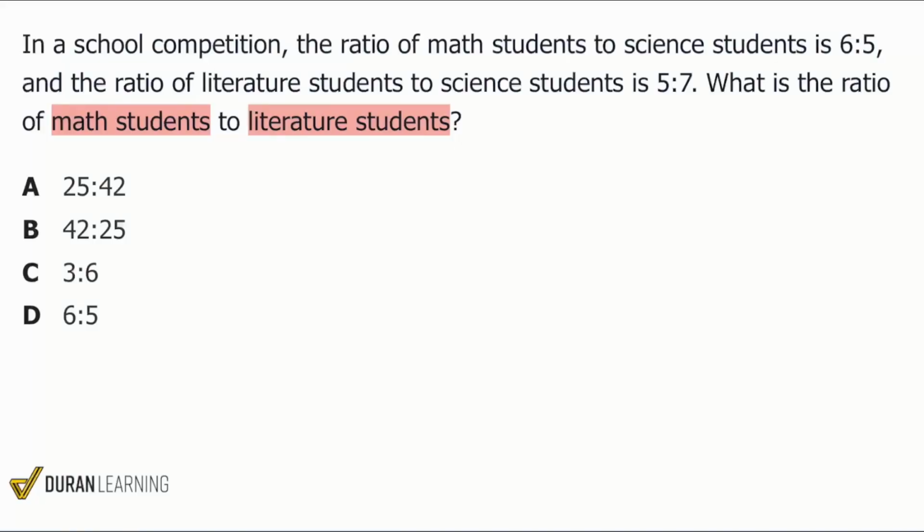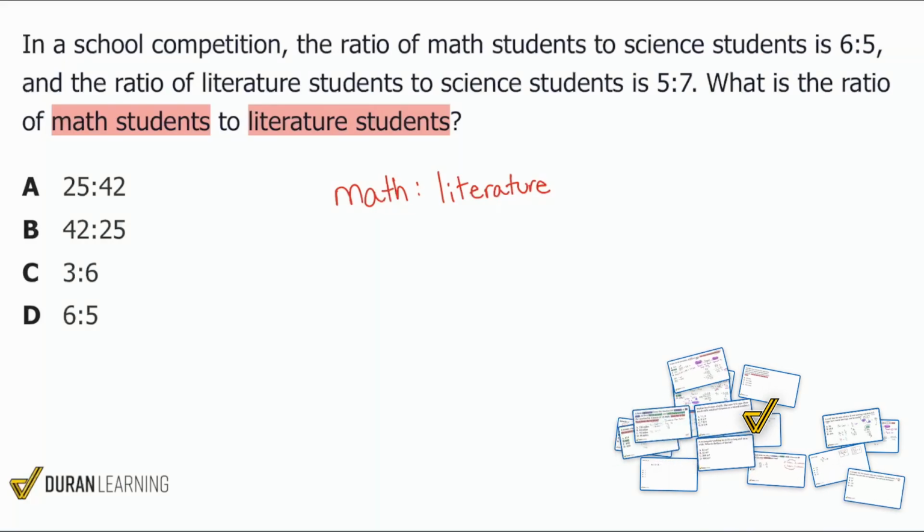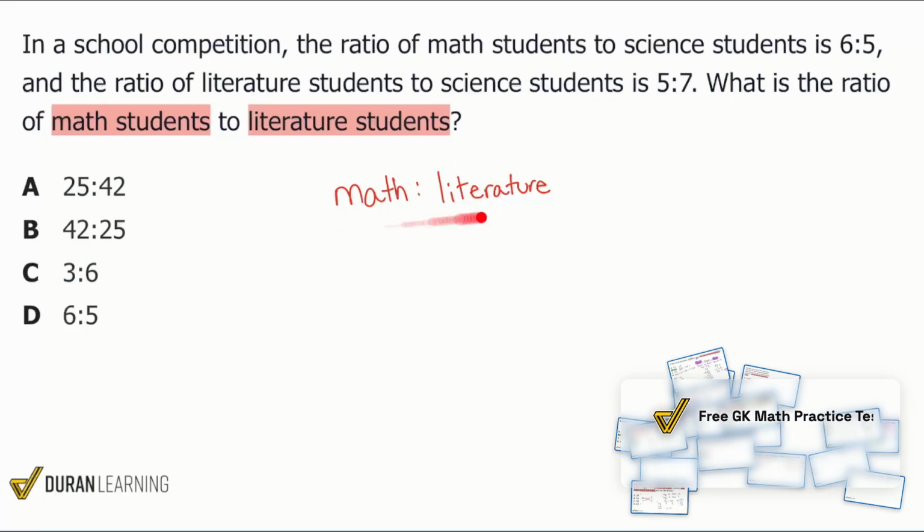So let me show you what the problem is with this chained ratio question if we were to try to do that straight up. First, I'll just make it very clear: I want the comparison between math and literature. Perfect. So watch what we have here. Let's read this together. In a school competition, the ratio of math students to science students is 6 to 5. Let me read that again. The ratio of math to science, not math to literature, math to science, is 6 to 5. Okay, cool. Let me write that down right over here.